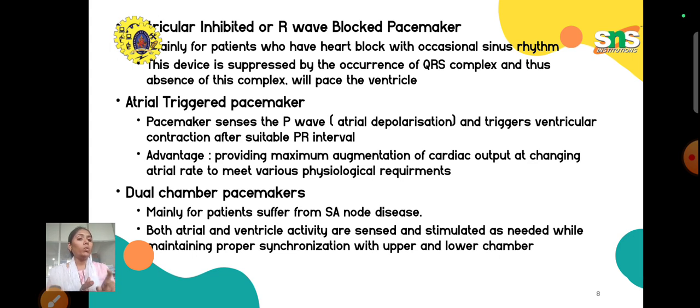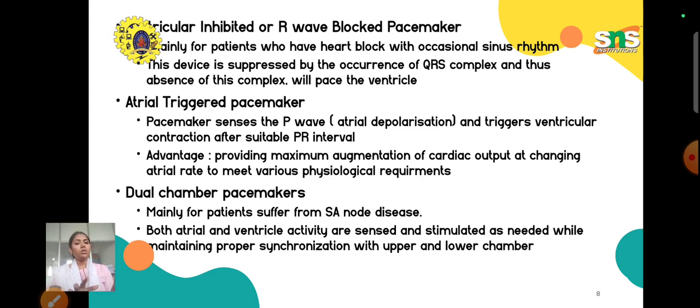So if you have a problem with the SA node, then you need to go with a dual chamber pacemaker, because you need support for atrial contraction and also ventricular contraction. The reason is that the SA node itself has a problem, some disease. Here both atrial and ventricular activity are sensed, and based on the requirement, it will give the impulse continuously to have proper synchronization between the upper and lower chambers.